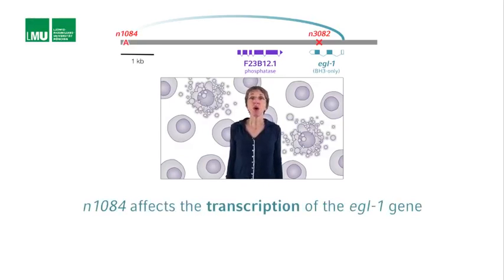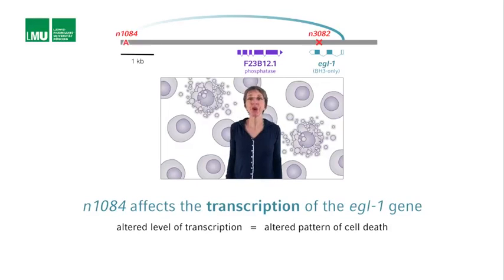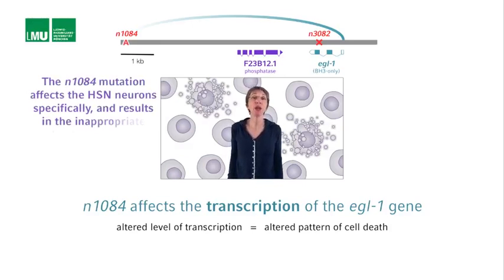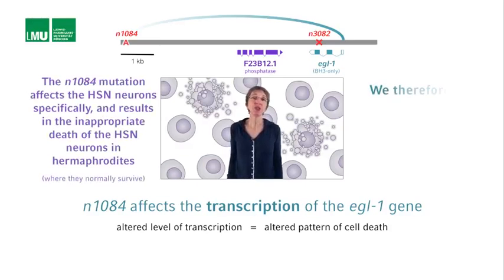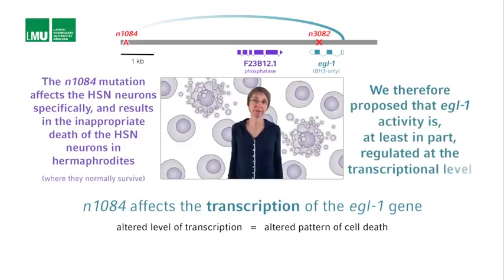And this meant that altered AGO1 transcription results in an altered pattern of apoptosis. Specifically, it results in the inappropriate or ectopic death of the HSN neurons in hermaphrodites. We therefore proposed that AGO1 activity is, at least in part, regulated at the transcriptional level. In other words, we propose that AGO1 activity is, at least in part, regulated through controlling the amount of its gene product, the AGO1 BH3-only protein.